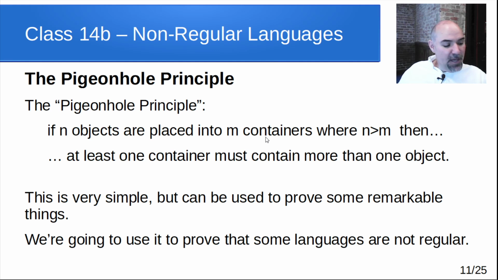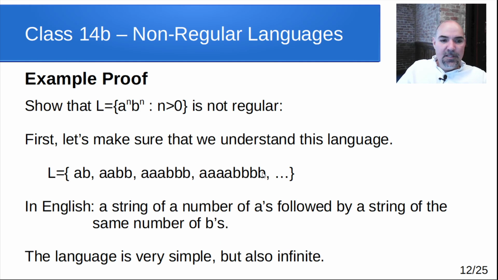And we're going to use that concept to prove that some languages are, in our case, that a very specific language is not regular. All right, so let's do that. Here's an example proof. We want to show that a^n b^n, where n is greater than 0, is not regular. Now, let's first make sure we understand what this language looks like.